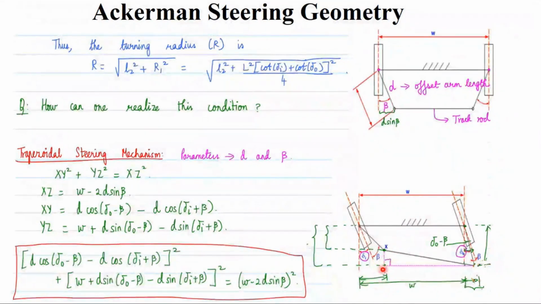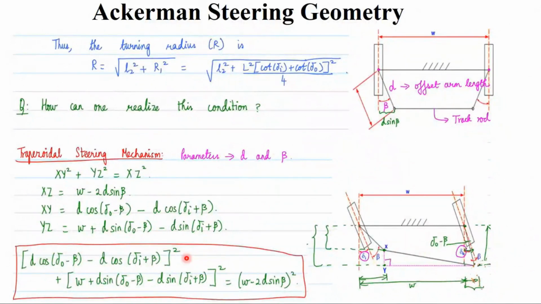Okay, so now what we are going to do is we are considering this triangle xyz, this is z. Okay, this is z, xyz, and xyz is nothing but xy square plus yz square is equal to xz square. This is as per the Pythagoras theorem.